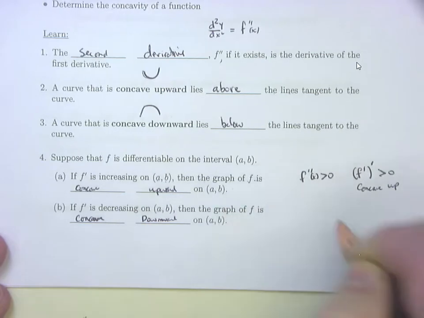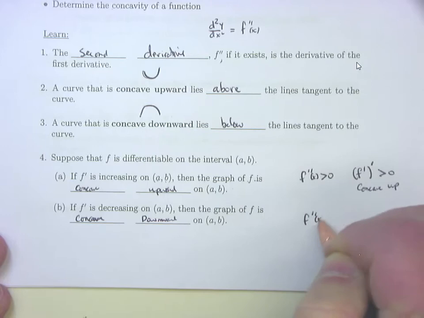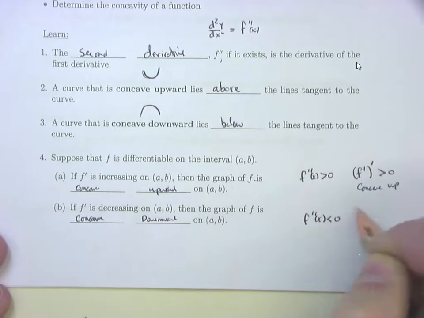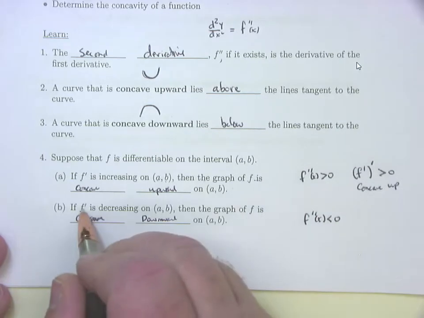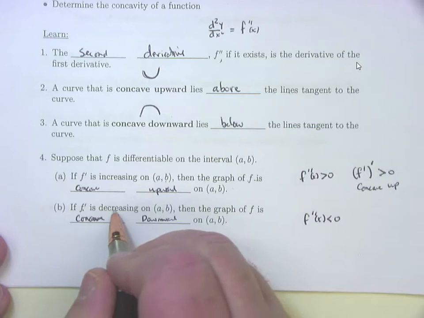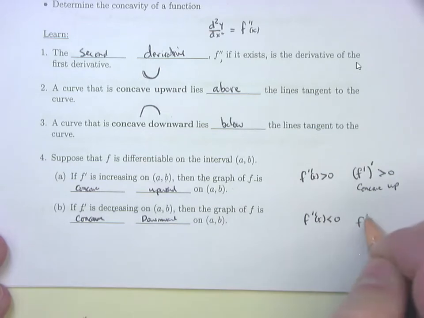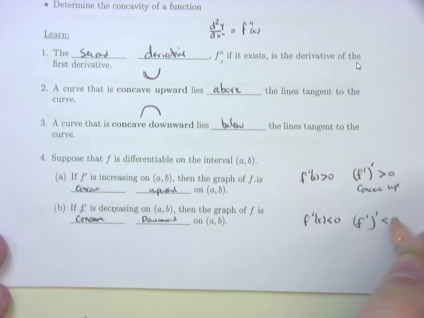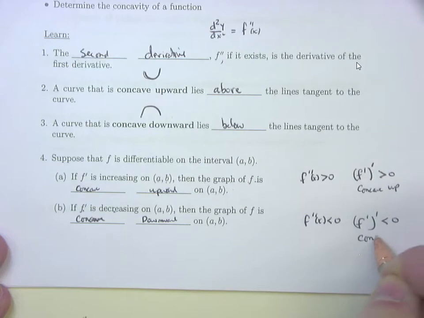This would be where your second derivative is less than 0. And this idea of f prime decreasing. Decreasing means you took the derivative of f prime, that f prime is less than 0. That is what we're talking about in terms of concave down. Okay?